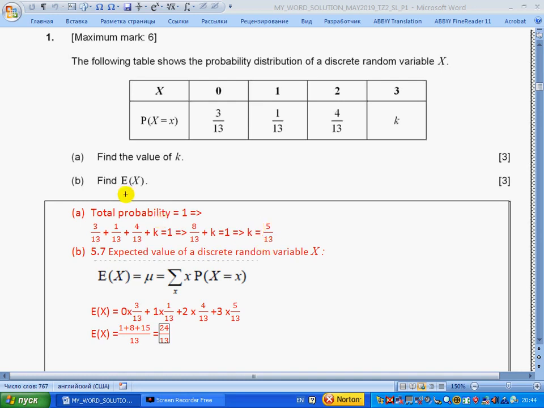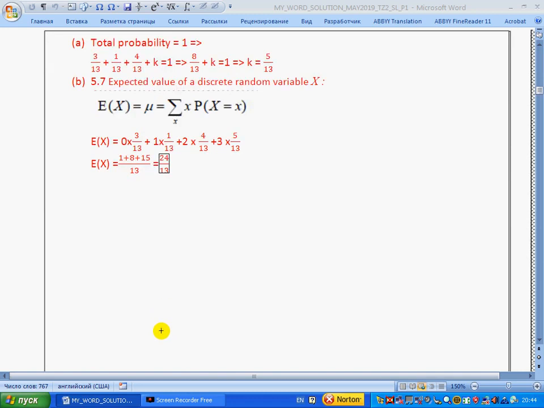Find the expected value of x. From the booklet, section 5.7, the expected value of a discrete random variable x is equal to the sum of value times probability. So we add the products: value times probability, value times probability, value times probability, value times probability, and we get 24/13. Done. Question 2.